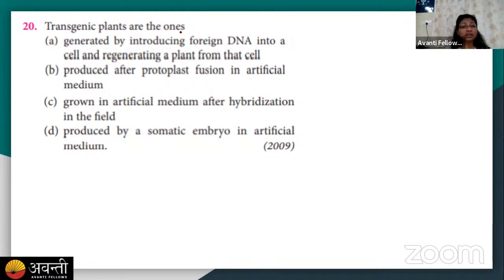Next question is this. Transgenic plants are the ones. You have to find out the correct statement regarding the transgenic plants. Option A says generated by introducing foreign DNA into a cell and regenerating a plant from that cell. B, produced after protoplast fusion in artificial medium. C, grown in artificial medium after hybridizing in the field. D, produced by the somatic embryo in artificial medium. So the term is transgenic. Transgenic stands for the genetic modification.